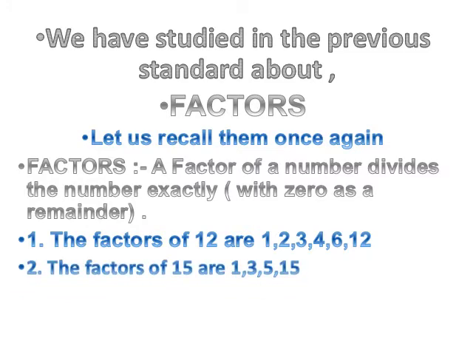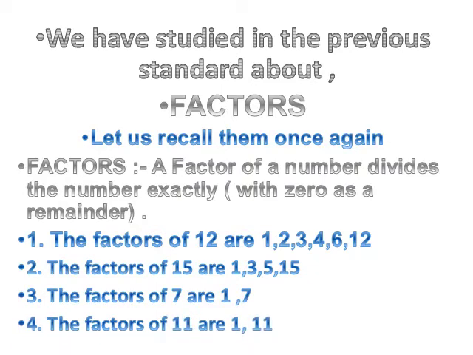The factors of 15 are 1, 3, 5 and 15, since 15 is divisible by these numbers. Now, factors of 7: 7 is divisible by only two numbers, that is 1 and 7. Factors of 11 are 1 and 11. So these are the different factors of different numbers. A factor is a number which divides a number exactly with 0 as the remainder.